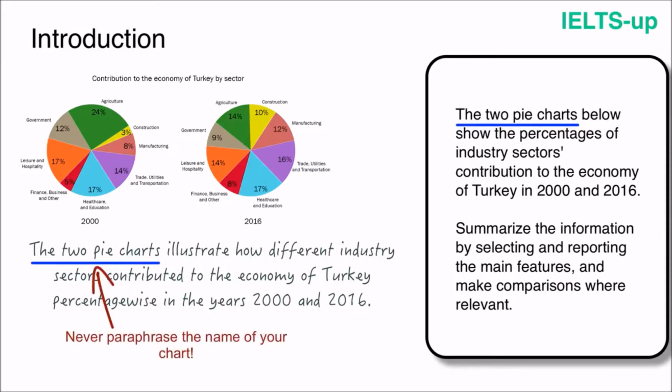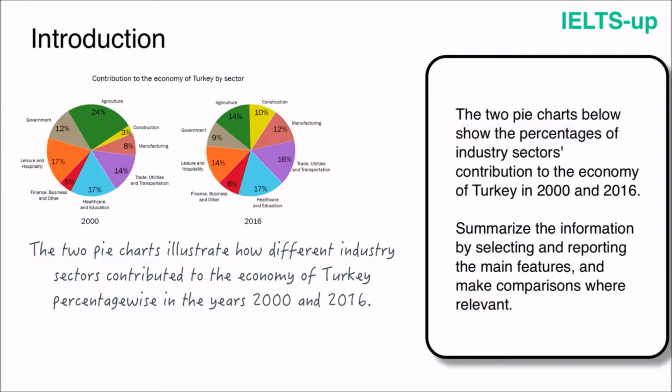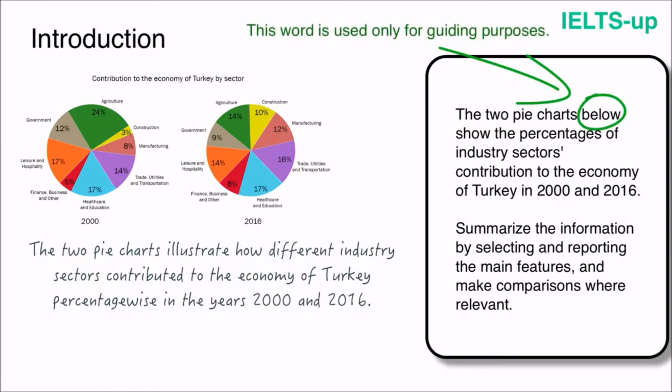You can notice that I did not change the name of the chart, and you also should never paraphrase the name of your chart. If you get a map, write map. If you get a table, write table. And if you get a graph, write graph. So I also kept the same expression, the two pie charts. After that comes the word below. This word is used only for guidance purposes, and since the examiner won't see a chart below your writing, you can just skip it.